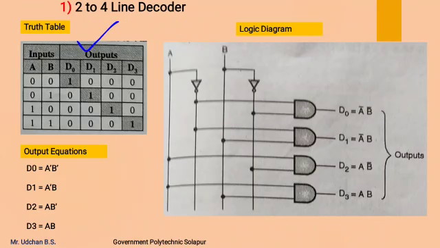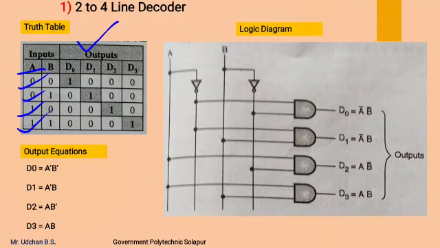That is represented in this truth table. Here the inputs taken are A and B, and the 4 outputs are D0, D1, D2, D3. When A and B are 0 0, then D0 is 1 and all other outputs are 0. When A and B are 0 1, then D1 is 1, all other outputs are 0. When A and B are 1 0, then D2 is 1 and all other outputs are 0. And lastly, when A and B are 1 1, then D3 is 1 and all other outputs are 0.